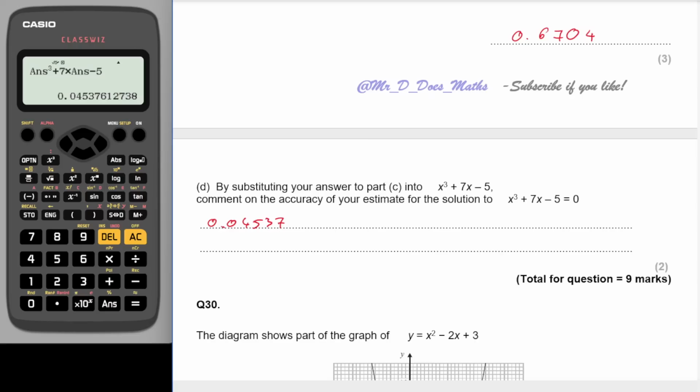So we're very close. So we are very close to 0. So it is accurate.